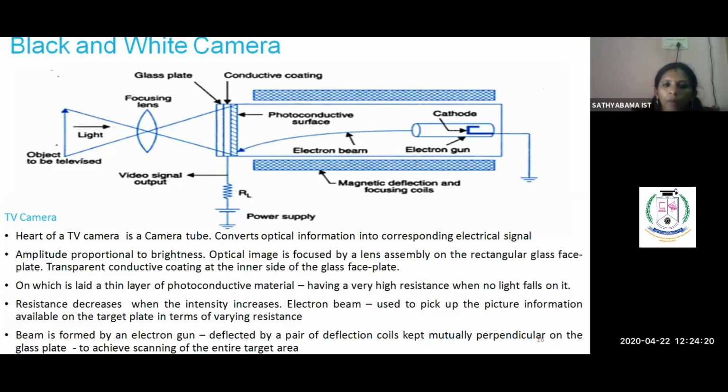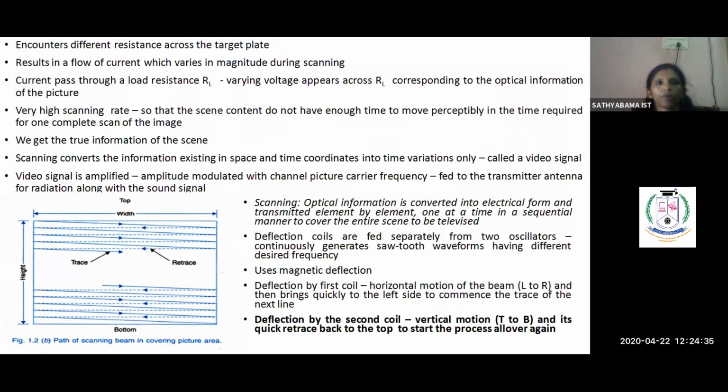The beam is formed by an electron gun, and it is deflected by a pair of deflection coils kept mutually perpendicular on the glass plate to achieve scanning of the entire target area. Next, it encounters the different resistance across the target plate. This results in a flow of current which varies in magnitude during the scanning. As the current passes through the load resistance, it produces a varying voltage, which appears across the picture tube.